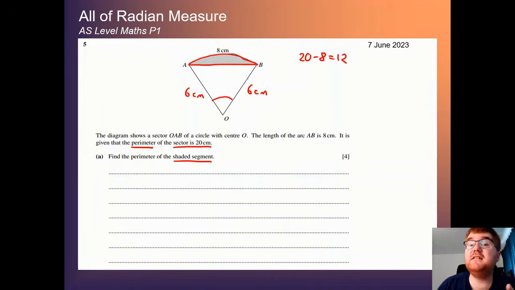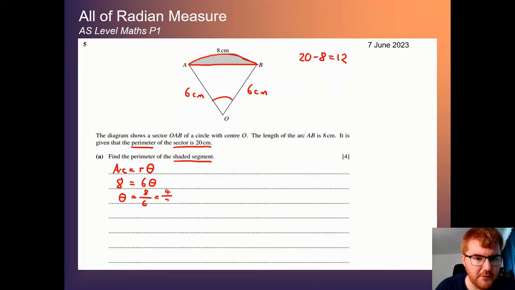Now, generally in these kind of radian questions, you're going to have to try and find the angle at some point. And this is where we can use the arc formula. Remember, our arc formula is equal to r theta, where theta is in radians. Now we know the arc is equal to 8. We know the radius is equal to 6, so we get 8 is equal to 6 theta. Therefore, quick rearrangement here, theta is equal to 8 over 6, and that's equal to 4 over 3.